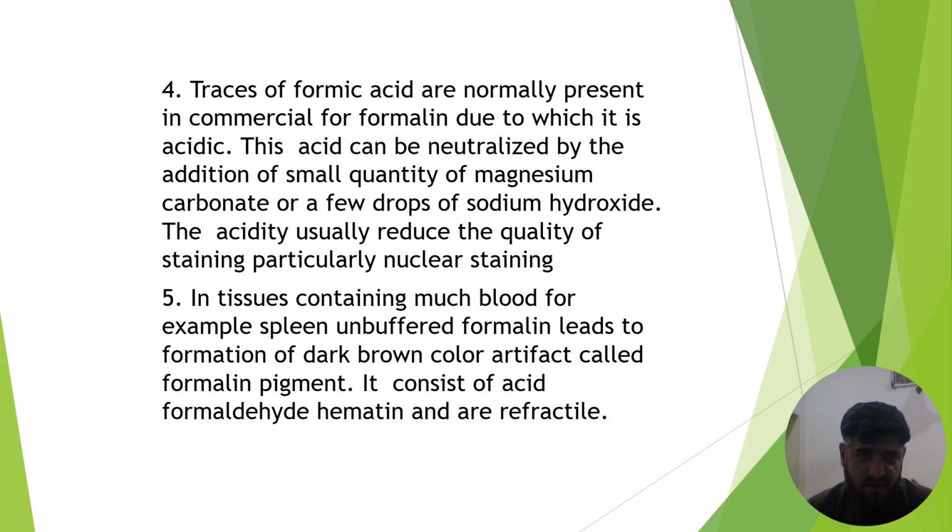There are some traces of formic acid which are normally present in commercial formalin, and this can be neutralized by the addition of small quantity of magnesium carbonate or a few drops of sodium hydroxide. And the acidity usually reduces the quality of staining, particularly in nuclear staining. Similarly, in tissue containing much blood, for example spleen, unbuffered formalin leads to formation of dark brown color artifacts called formalin pigment. It consists of acid formaldehyde hematine and is refractile.